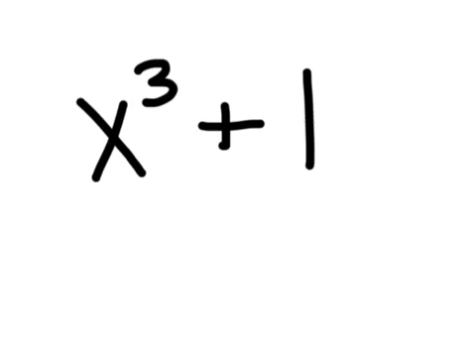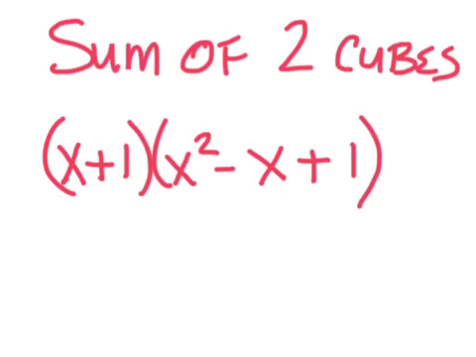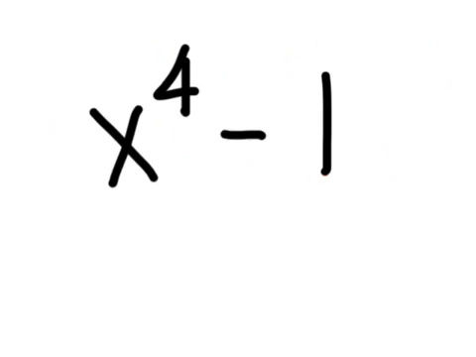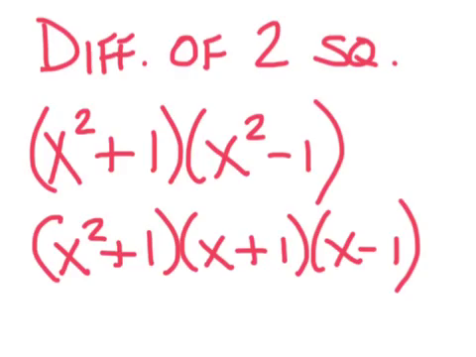Difference of two squares, and on this one, when you break it up, notice that the second one becomes a difference of two squares as well. So you end up with three quantities, and this one comes from this one here. This one. Difference of two squares.